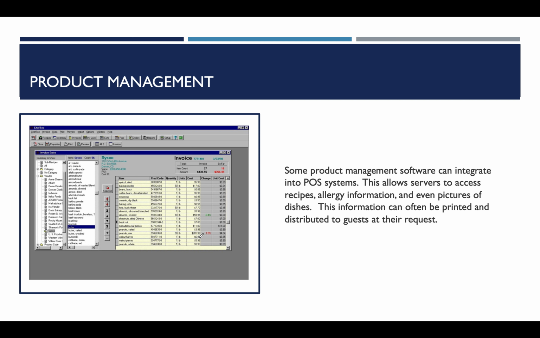And so some of these product management softwares can actually integrate with the point of sale system so that servers can pull up recipe information right on the point of sale. They can self-educate if a guest has a question about an allergy, or they can even print out recipes right there, or maybe it has a picture of the item for the servers to look at. So that's very cool. Ours does not right now.